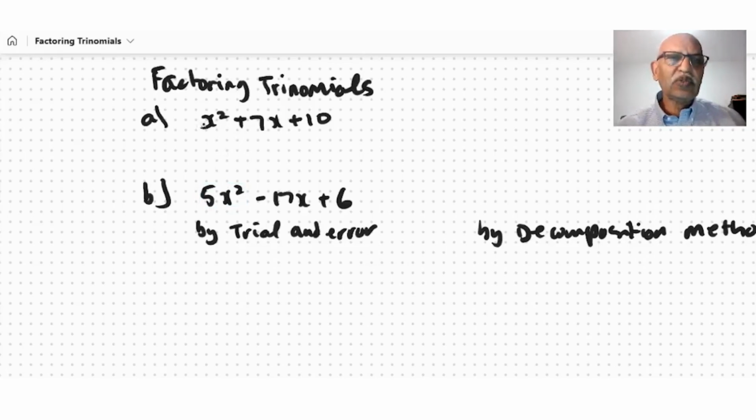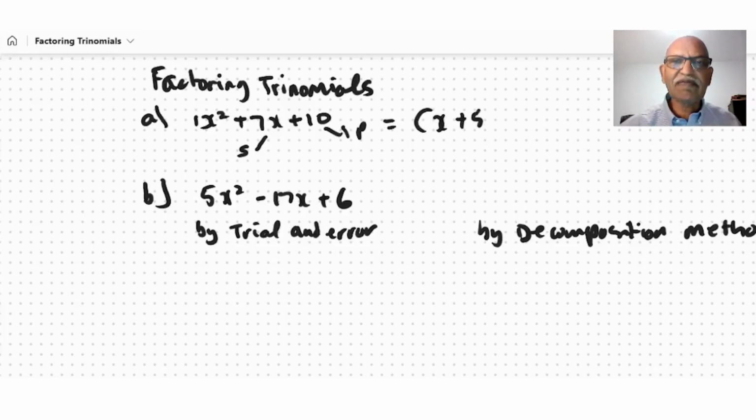When a is equal to 1, it means that I have to find two numbers where the product is 10 and the sum is 7. Therefore, what times what gives me 10? 5 times 2. Since 5 plus 2 is equal to 7, I say this is equal to x plus 5 and x plus 2. This is all factored. Factoring means writing as a product.